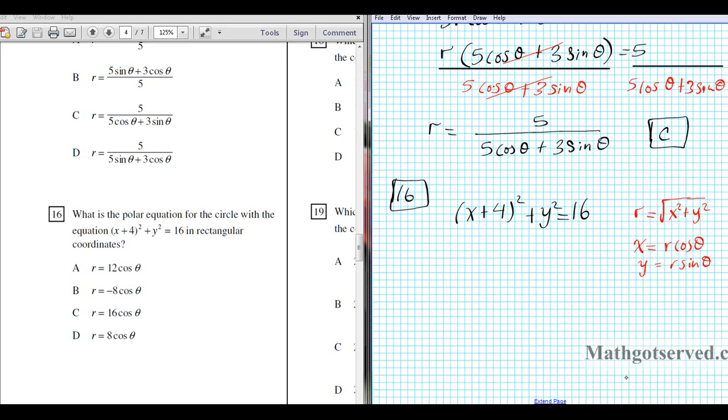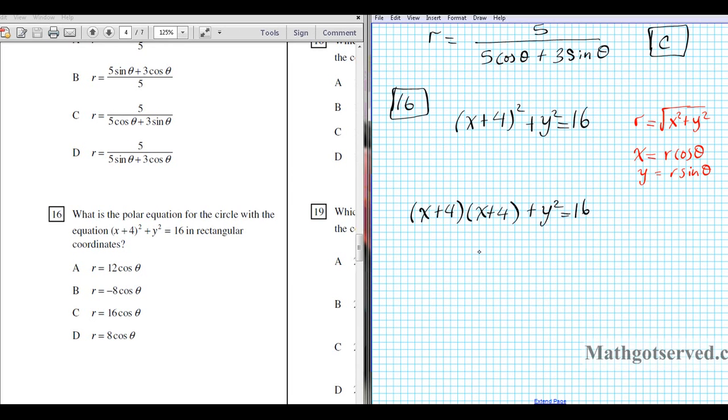Alright, so let's go ahead and expand this first and see what we have. So (x plus 4) squared is x plus 4 times x plus 4, plus y squared equals 16. We're going to have x squared plus 4x plus 4x plus 16 plus y squared equals 16. And then we can see this x squared and the y squared, we can combine them together and put these next to each other. We have x squared plus y squared, and then 4x plus 4x is 8x, plus 16 equals 16.